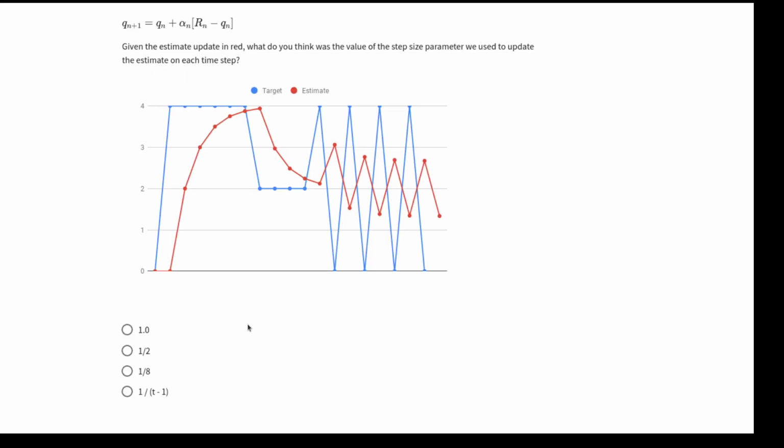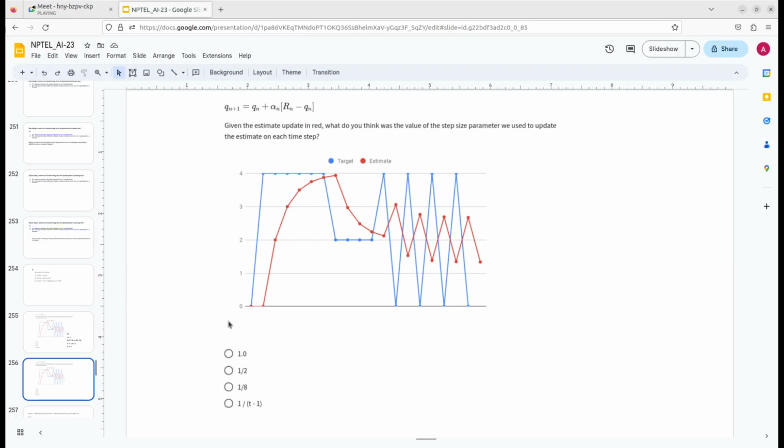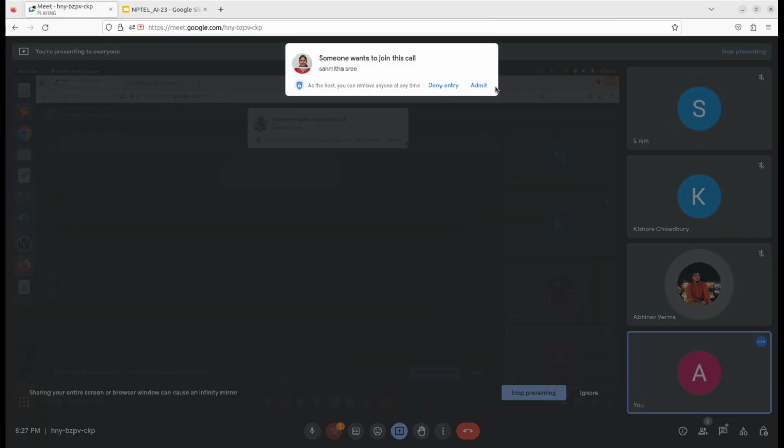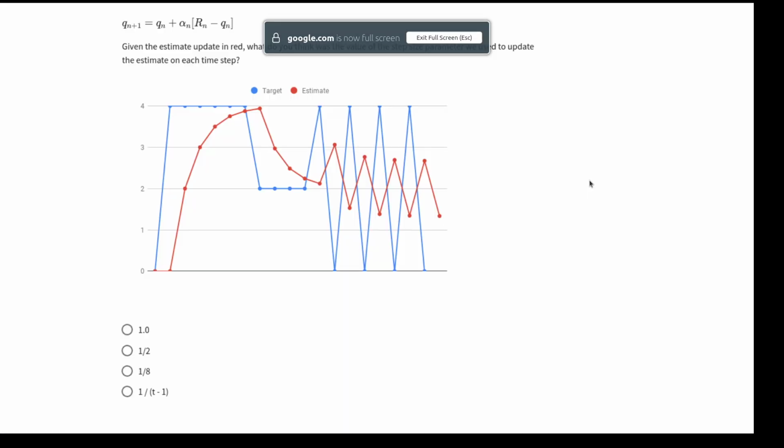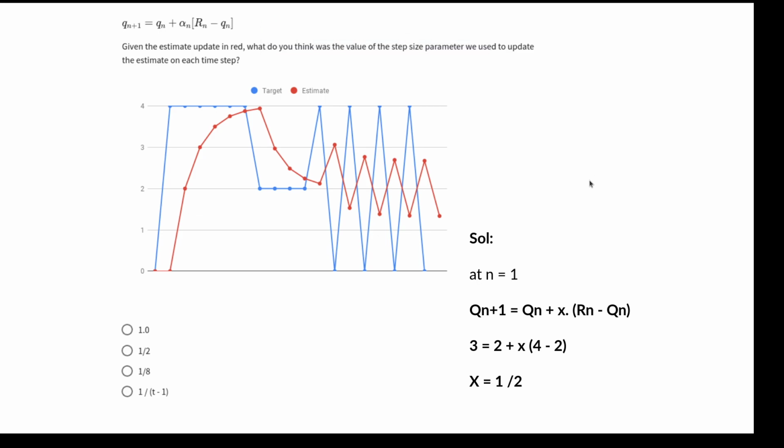Sir, for n equals 0, I think the answer is something different. Let's try for n equals 0. So it would be q of 1 equals q0 plus x into (r of 0 minus q of 0), right? So if you do it, q of 1 is how much? Sir, it's the same. Okay, same.